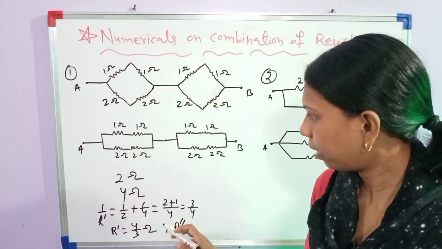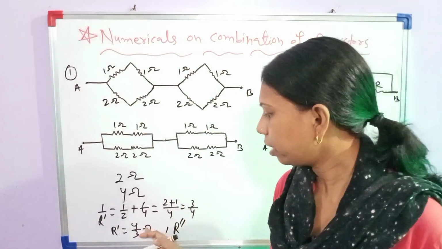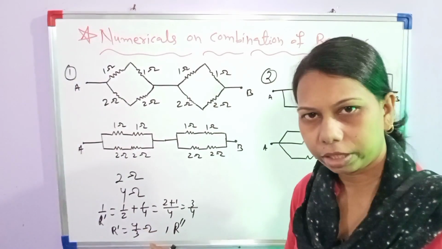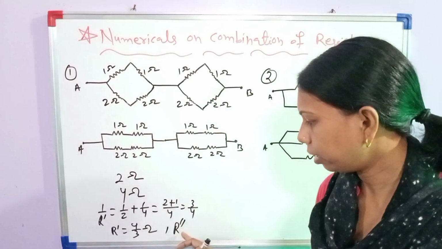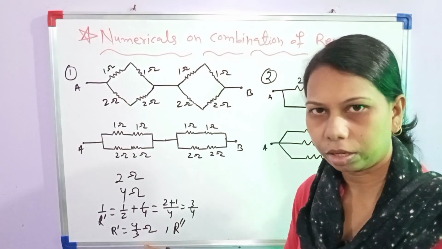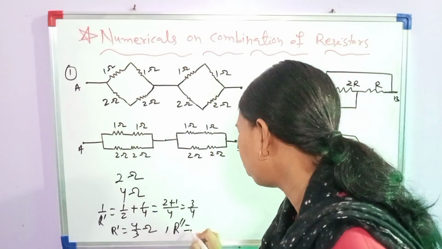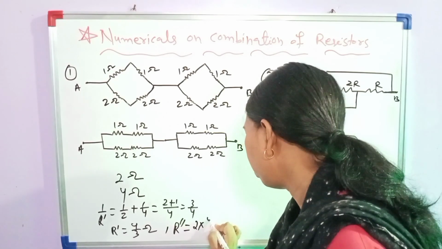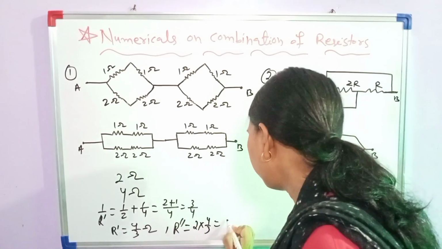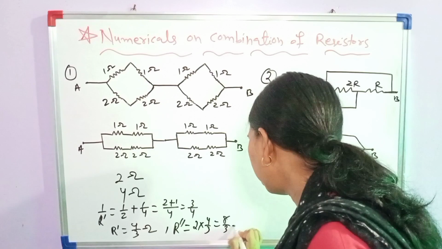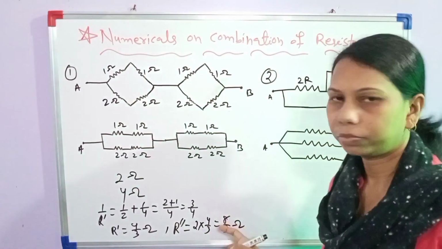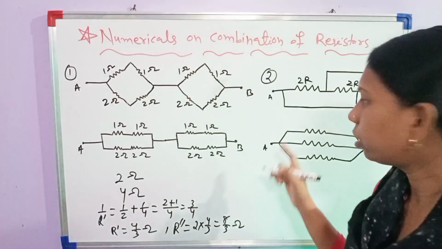Then we will find the equivalent of the series combination of 4 upon 3 ohm and 4 upon 3 ohm, that is 2 into 4 upon 3 ohm. Let it be R double dash. So R double dash equals 2 into 4 upon 3 ohm equals 8 upon 3 ohm. Next, come to question number 2.